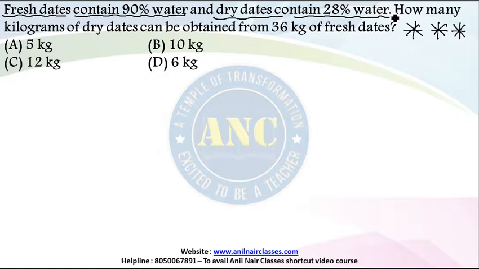That dry date, how much water quantity is present in that dry date? That also we are talking about right now. Fresh date has 90% water and dry date has 28% water. This is what they are saying. Your question is, how many kilograms of dry dates can be obtained from 36 kilograms of fresh dates?